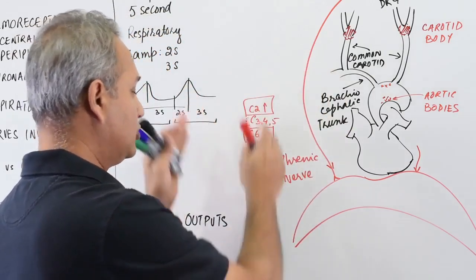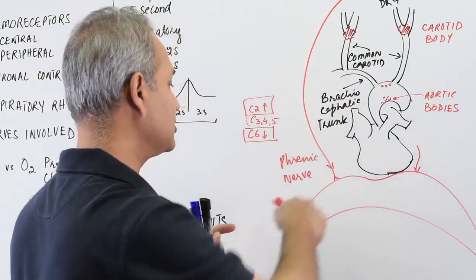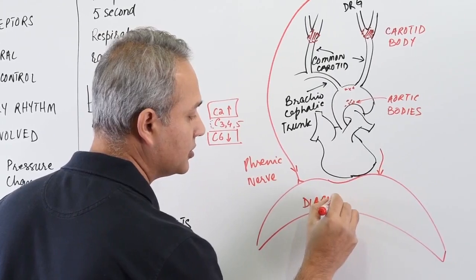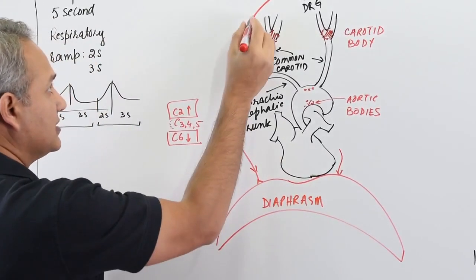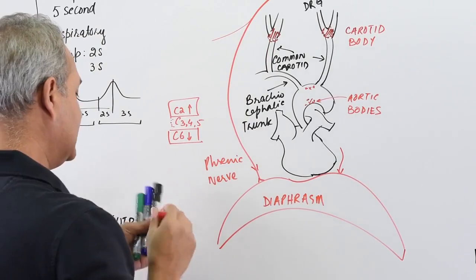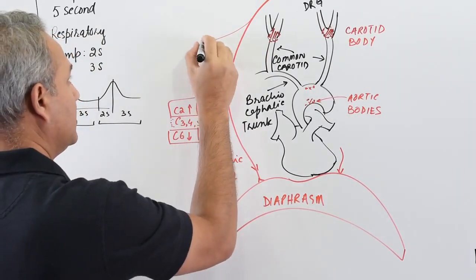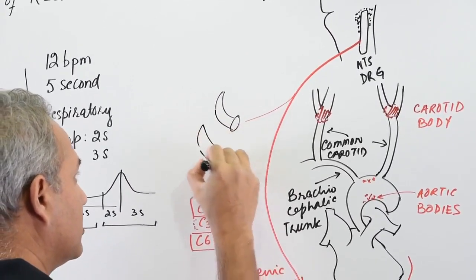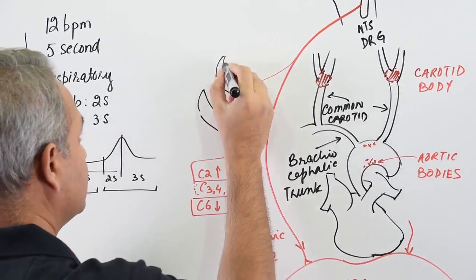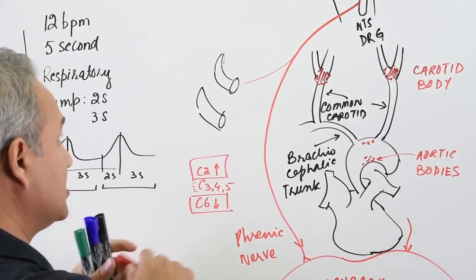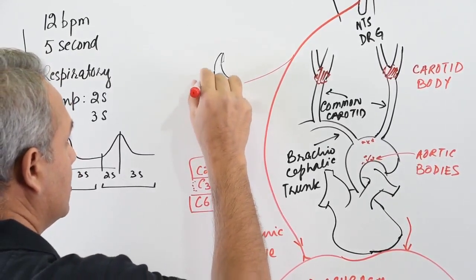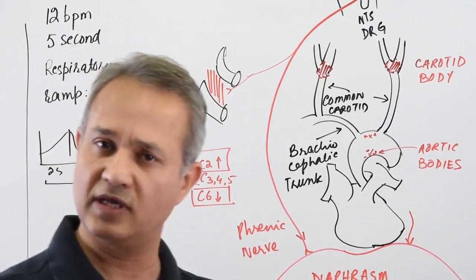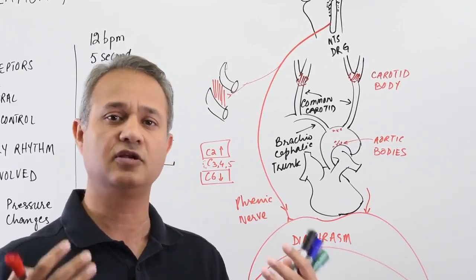So the phrenic nerve is the output. As I told you, on this side we'll talk about the output. This output is going to the diaphragm. There are some fibers that also go to the external intercostals, if this is a rib, this is another rib. So there is some output to the external intercostals as well, but primarily the diaphragm. Diaphragm is the muscle of quiet breathing.